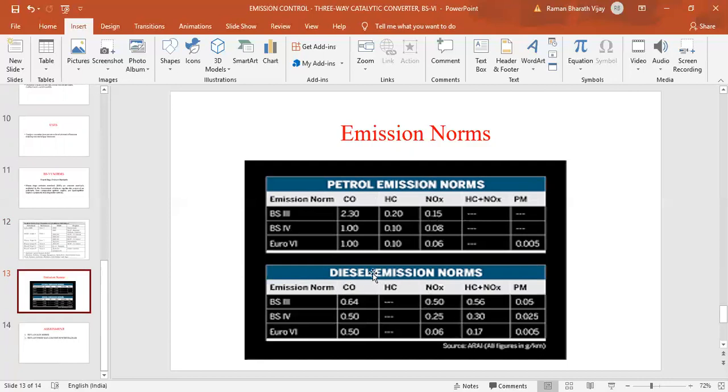In case of diesel, you can see the emission norms. In BS3 it is 0.64, and oxides of nitrogen is 0.50. In BS4, which we introduced, 64 is reduced to 50 and 50 is reduced to 25. Thereby we reduce all these proportions and the harmful gases are controlled. So this is about the emission norms.